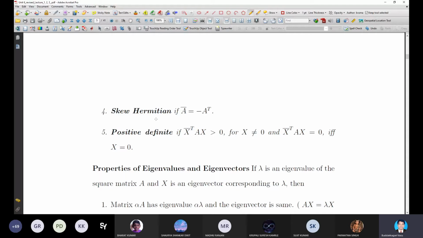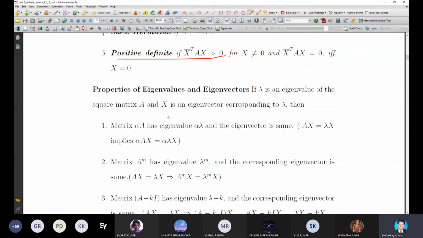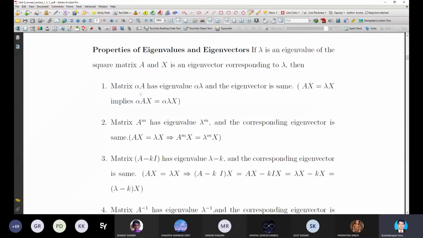There are some types of matrices, like positive definite, which we can define such that conjugate of X transpose A into X gives you the quadratic form. We will discuss positive definite and negative definite in the quadratic forms later. Now, properties of eigenvalues and eigenvectors. There are very simple properties based on the definition of the eigenvalues and eigenvectors. There are 11 properties, so we will see them one by one.